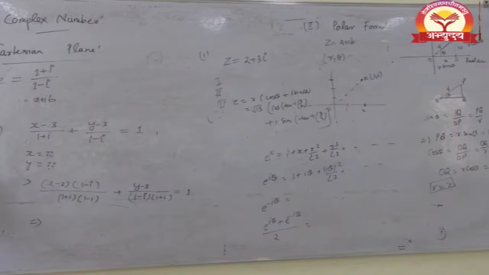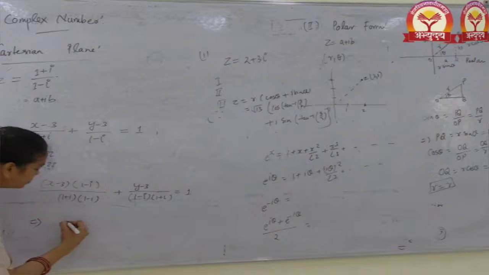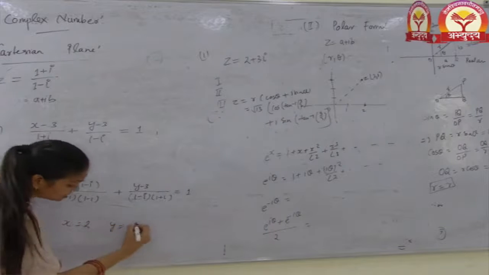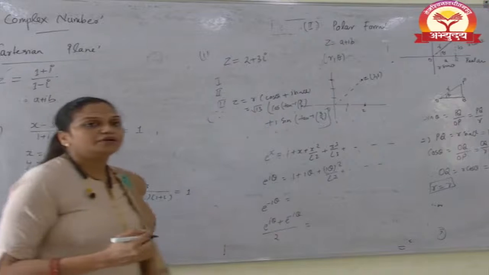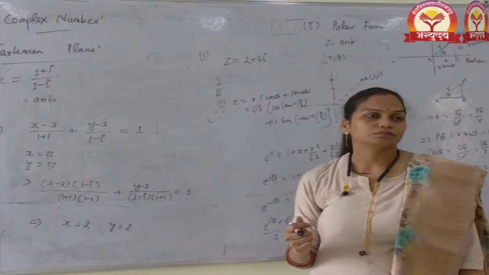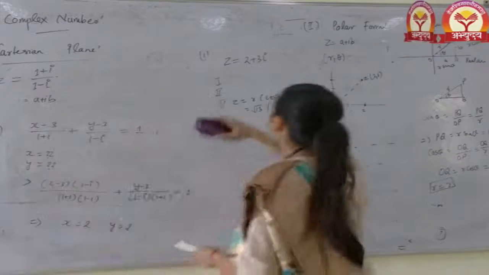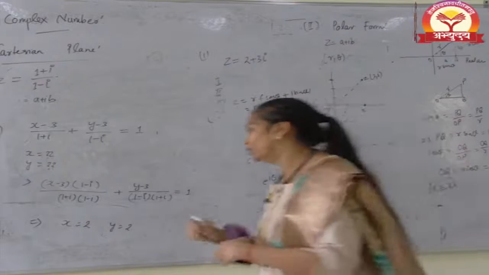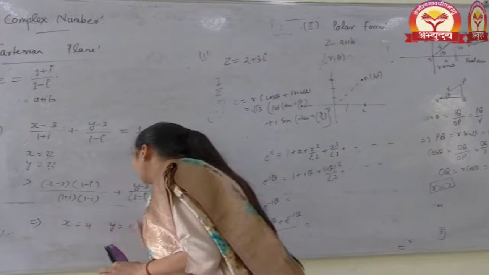Value of x is what? X is 2. Okay, and Y is... anyone else? Oh, next answer is 4.